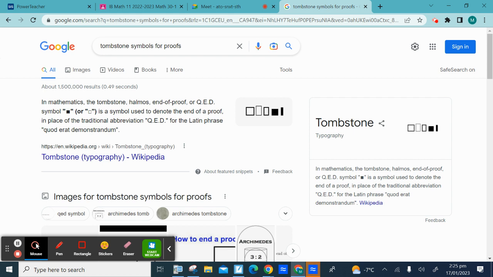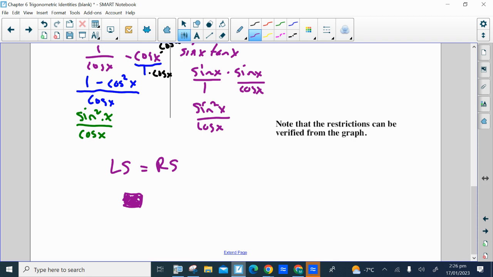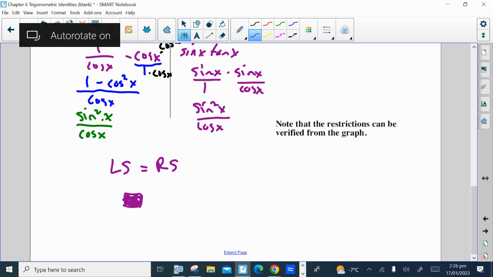It's a symbol used to denote the end of the proof in place of the traditional abbreviation QED, which is a Latin phrase, meaning that you demonstrated what you were supposed to do. So you can use the tombstone symbol at the end if you want, or you can say left side equals right side. But on the diploma exam, this is something that is required. To get full marks on a proof, you have to either have that statement at the end or the tombstone symbol. QED works as well. If you want to really impress your marker that you know Latin, QED. So yes, you absolutely could.